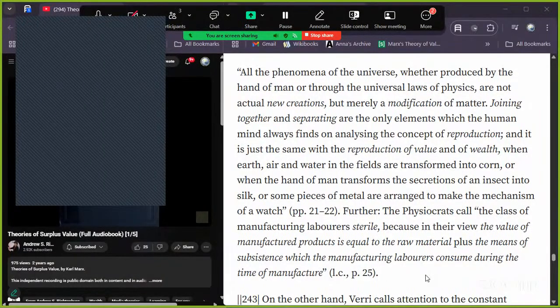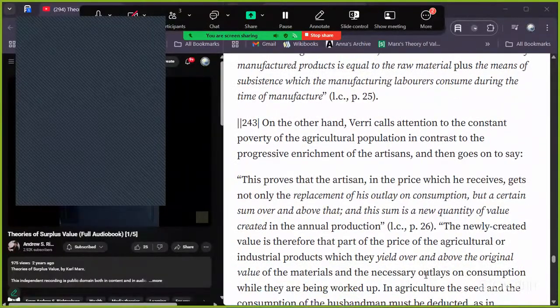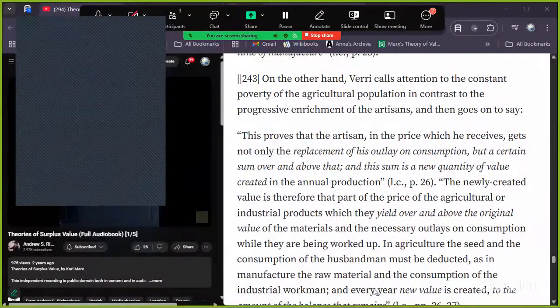When earth, air, and water in the fields are transformed into corn, or when the hand of man transforms the secretions of an insect into silk, or some pieces of metal are arranged to make the mechanism of a watch. Further, the physiocrats call the class of manufacturing laborers sterile, because, in their view, the value of manufactured products is equal to the raw material plus the means of subsistence which the manufacturing laborers consume during the time of manufacture. End quote.